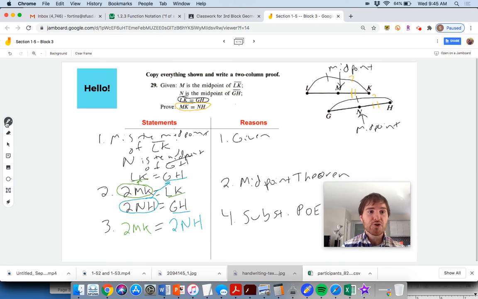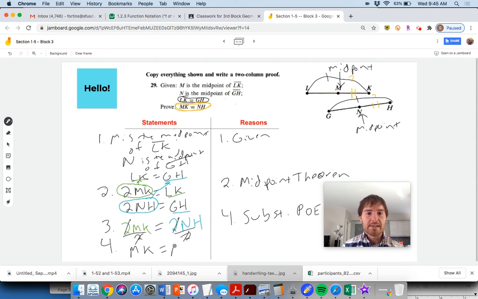And look at this. We are super close to finishing this proof because we have 2MK is equal to 2NH in step 3. What do we have to do to both sides? That's when you're doing a property of equality, as opposed to some of the other properties: you're changing both sides of an equation by a certain amount. Either you're subtracting the same amount from both sides, multiplying both sides by the same amount, or, in this case, dividing both sides of an equation by the same amount. So we're dividing this step by 2 on both sides.